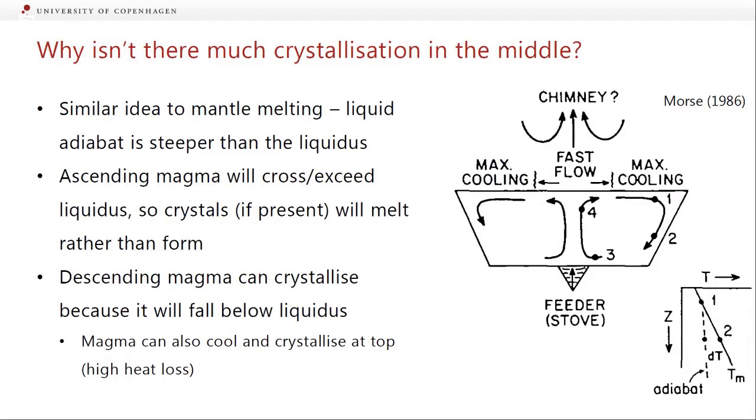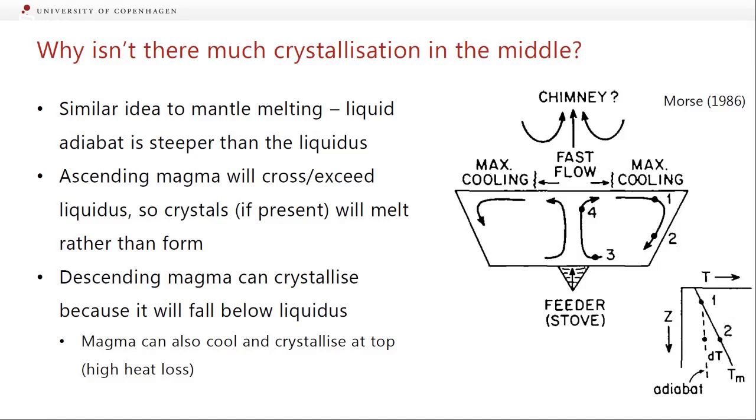I said there wasn't much crystallization in the middle of the magma chamber, and it's a really similar idea to what we talked about with mantle melting, but instead of the adiabat being steeper than the solidus, here we're talking about the adiabat being steeper than the liquidus. So the adiabatic gradient is the change in temperature just from changes in pressure.